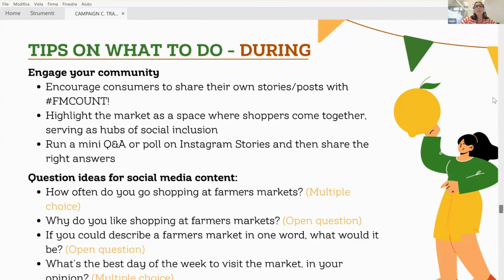Or for example, what's the best day for your community to visit the market and why. For example, some people go during the weekend because they don't have to work, so they can spend the free time at the farmer market. Other people maybe want to go during the week as it will be less crowded and they want to shop more relaxed.